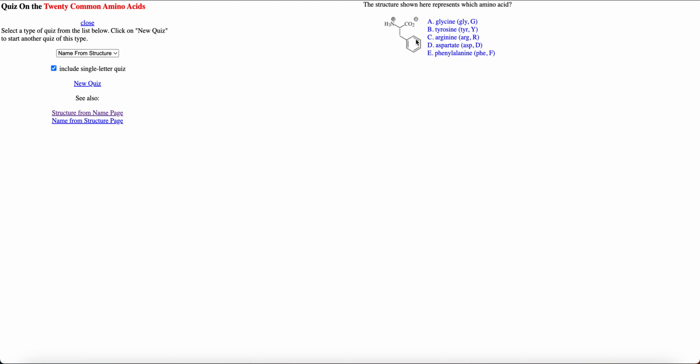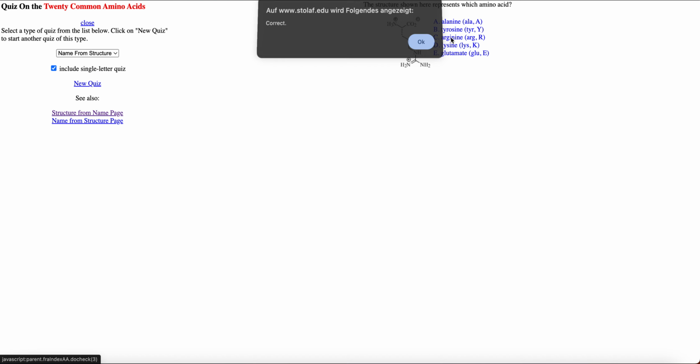Here we can see there is a CH and then an aromatic structure. So what do you think? Phenylalanine? Yeah, good. Here is a tiny amino acid, so this is glycine. Here we can see there is a lot of NH and that means it's basic. So what do you think it is? Arginine.